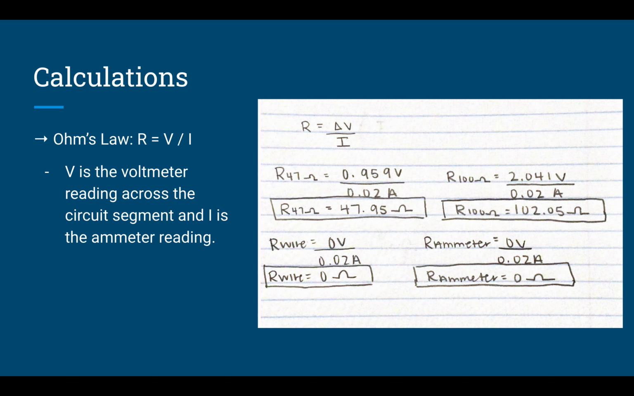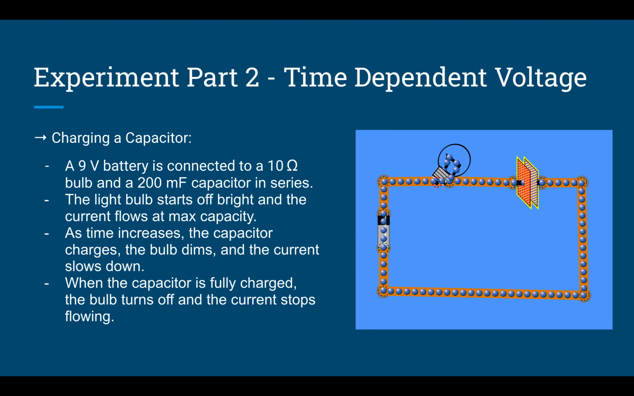To do this, I used Ohm's law, which states that R equals V over I, and I plugged in the voltmeter readings for V and the ammeter readings for I. My calculations are shown here, and I found that the 47 ohm resistor had a true resistance of 47.95 ohms, the 100 ohm resistor had a resistance of 102.05 ohms, and both the wire and the ammeter had a resistance of 0 ohms. In the next part of the experiment, we looked at the capacitor and time-dependent voltage.